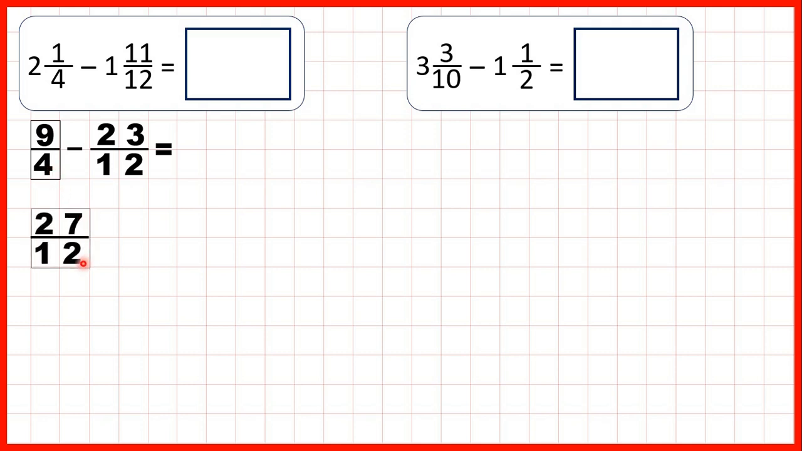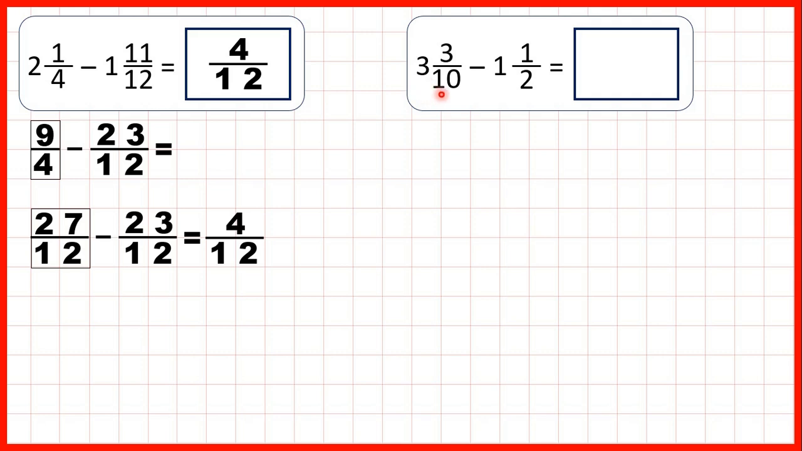That's because we use multiplication to find equivalent fractions. 4 times 3 is 12 and 9 times 3 is 27. And we know that we're subtracting 23 twelfths, so now we have a common denominator, so the denominator stays the same in our answer, and 27 minus 23 is 4, so our answer is 4 twelfths.